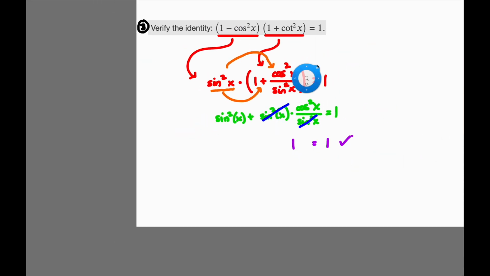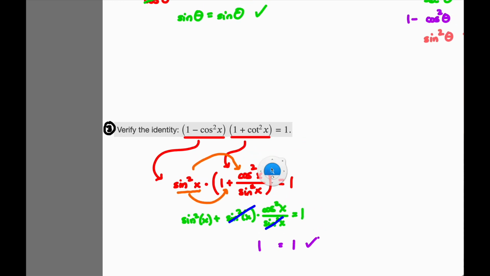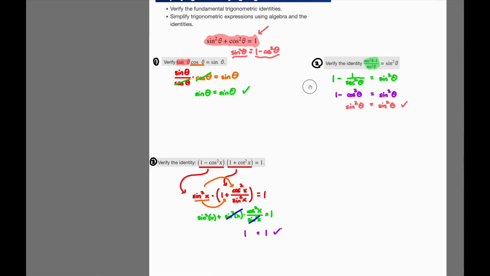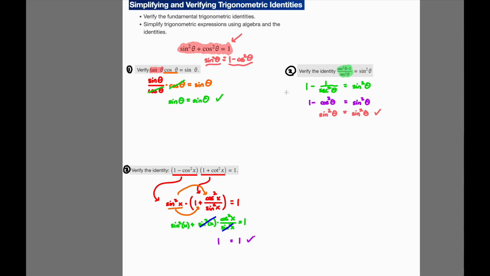So if you notice, all 3 of these examples all have the steps that you break down, completely simplified, and then you end up with being equal to that right side. Generally speaking, the left side is what you have to simplify, and the right side just kind of stays the same. It's not always like that, but most of the time it is, just so you're aware. So that's basically simplifying and verifying trig identities. If you have any questions about anything in this video, let me know.